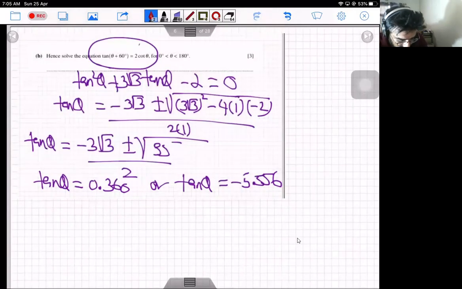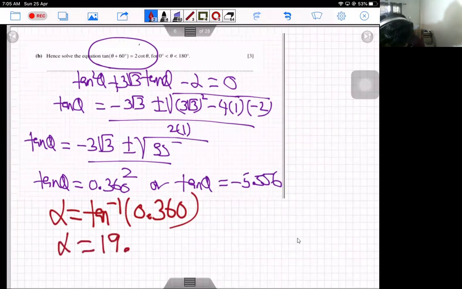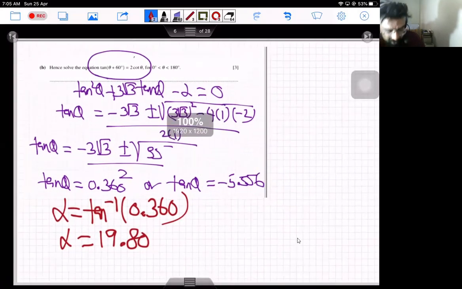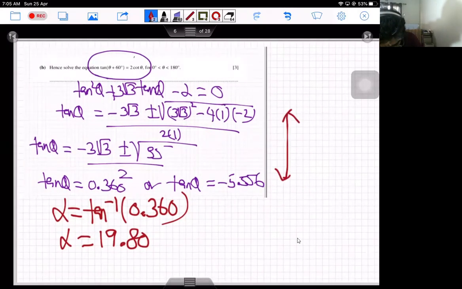So when tan theta is equal to 0.360, you take the basic angle. The basic angle alpha is equal to tan inverse 0.360, and that is 19.80. Since this is a positive value for tan theta, and tan theta is positive in the first quadrant and the third quadrant.